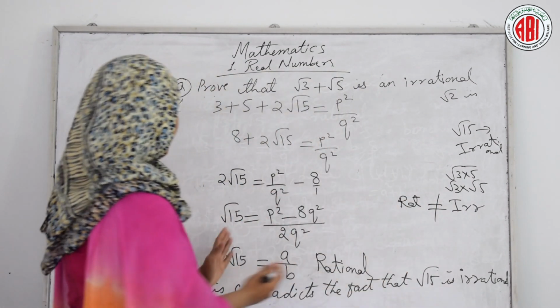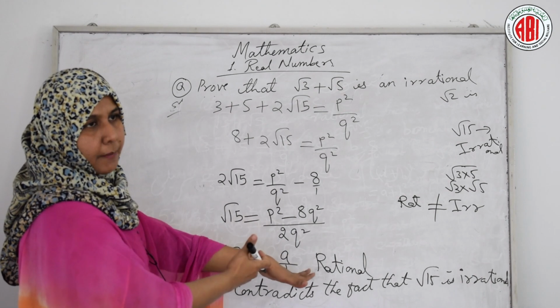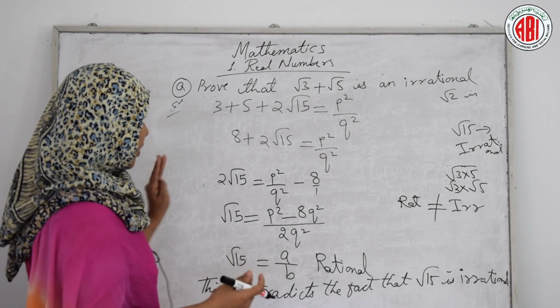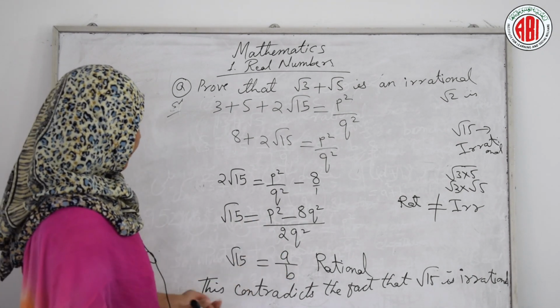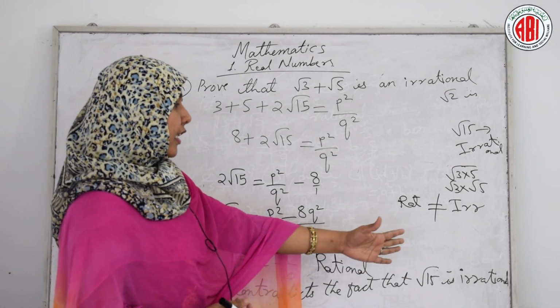But what we are getting here? We are getting irrational root 15 equal to rational a by b, which is not the fact, right? They should not be equal. So this contradicts the fact that root 15 is irrational.